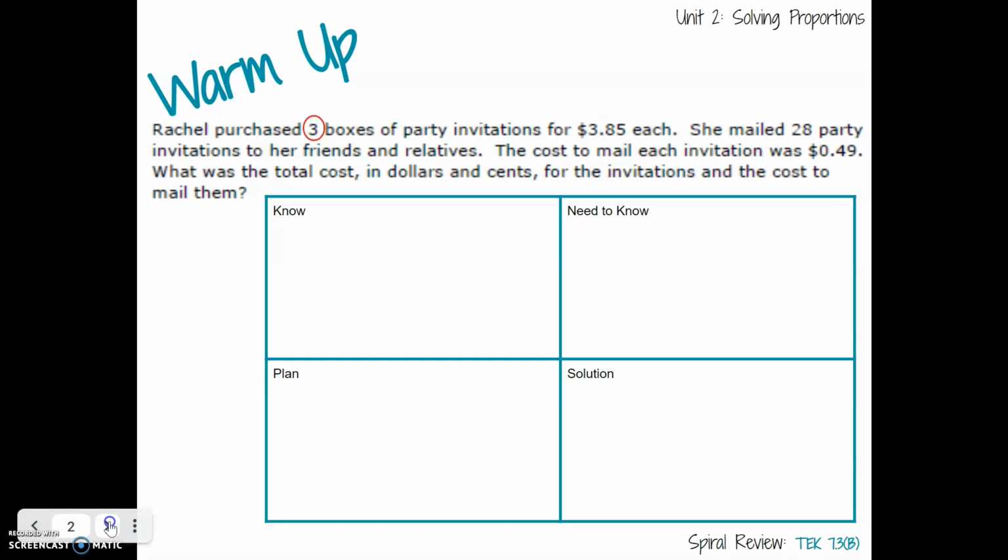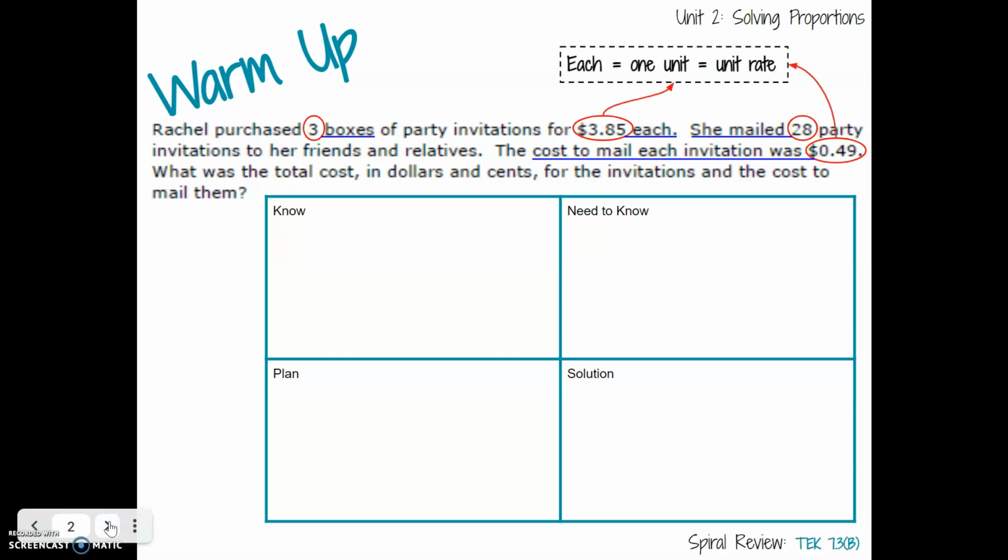So we need to go ahead and circle our numbers, which you could have been doing while I was reading. We then need to underline the definition of these numbers. What does 3 represent? Well, it's boxes. You could have also underlined boxes of party invitations. That's how many Rachel purchased. Now, we know they were $3.85 each. We know she mailed 28 invitations. And the cost to mail each invitation was 49 cents.